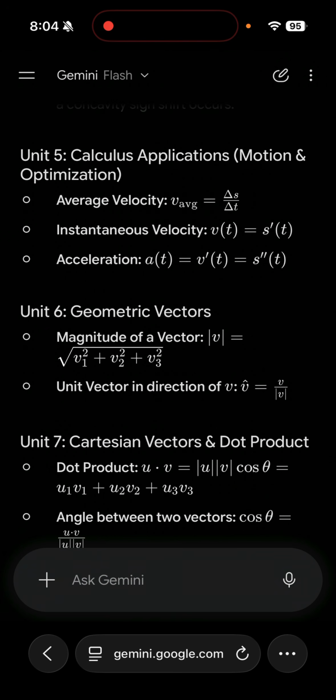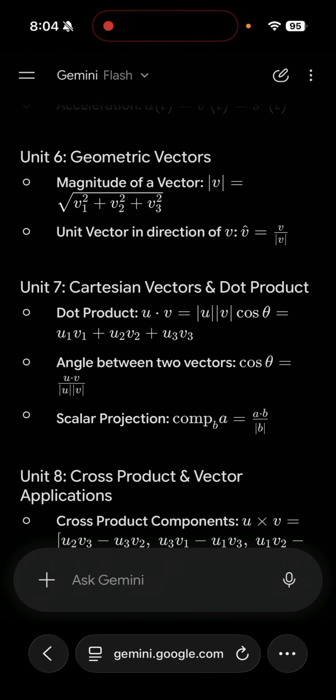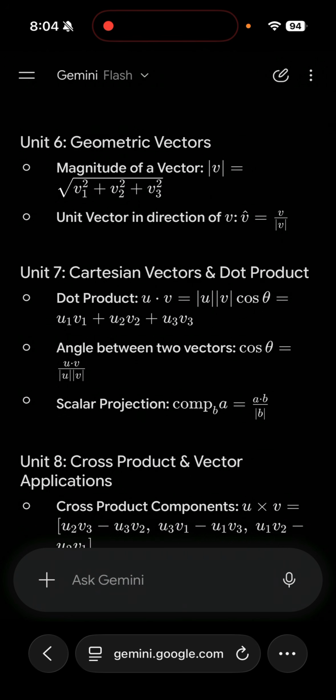Average velocity: v average equals change in distance over change in time. Instantaneous velocity equals the derivative of s, and instantaneous means at any specific point. Magnitude of a vector: you square each component, add them together, then take the root. Unit vector in the direction of v equals v over the magnitude of v.